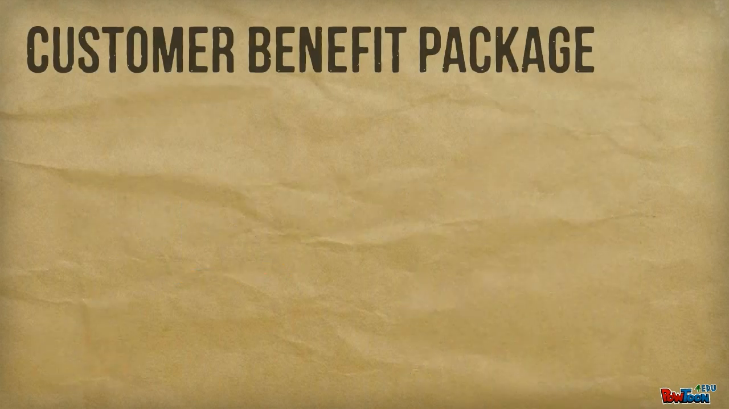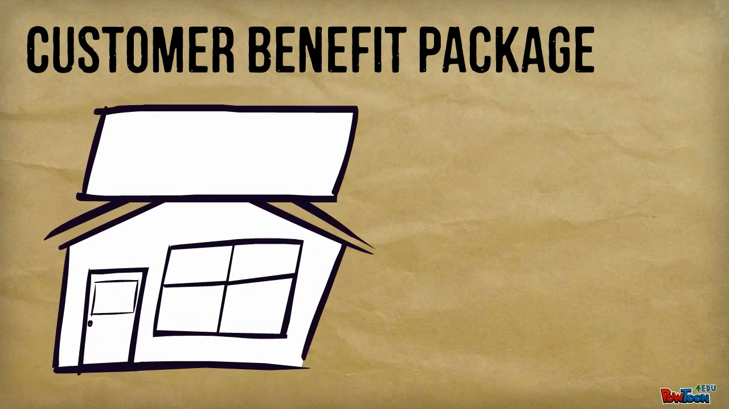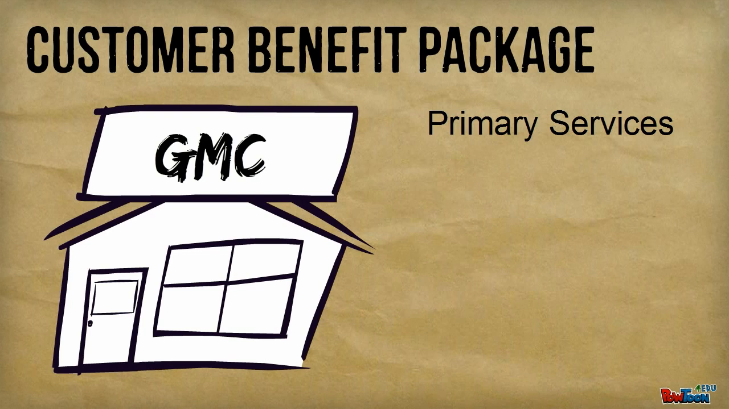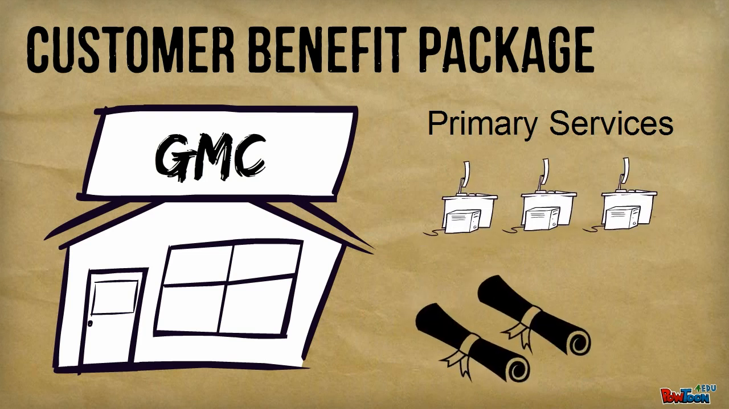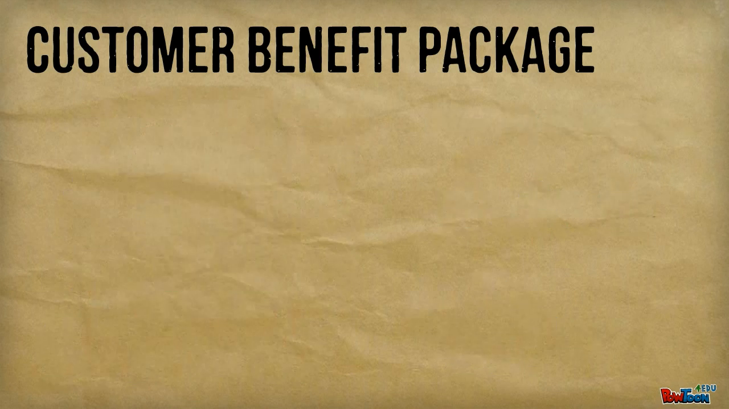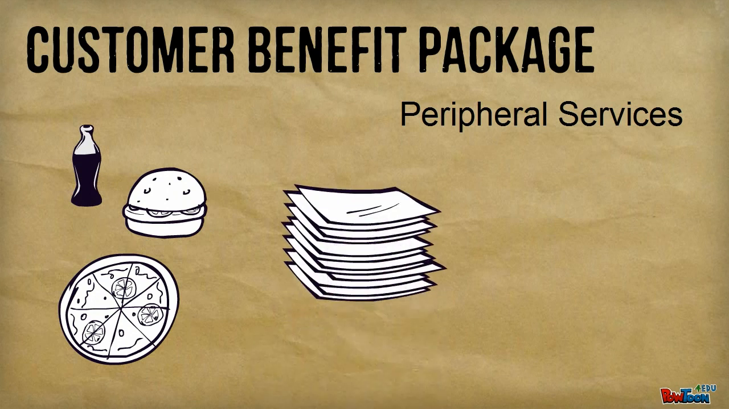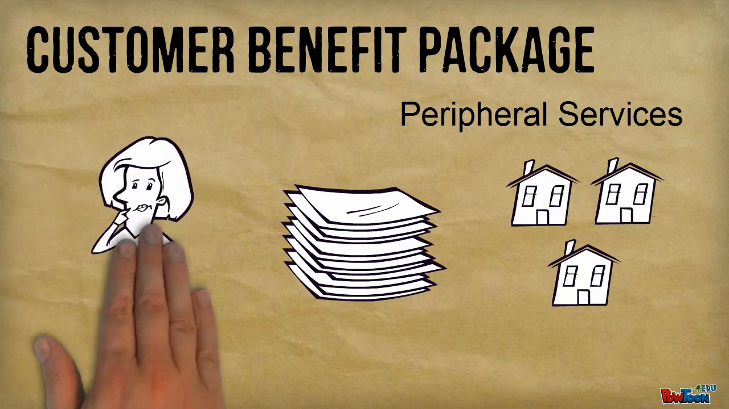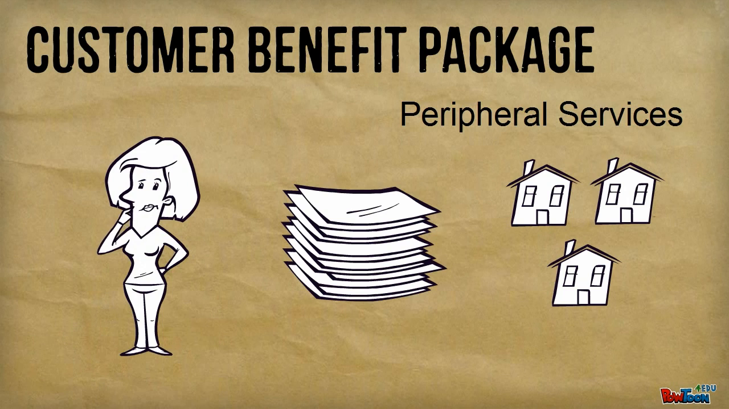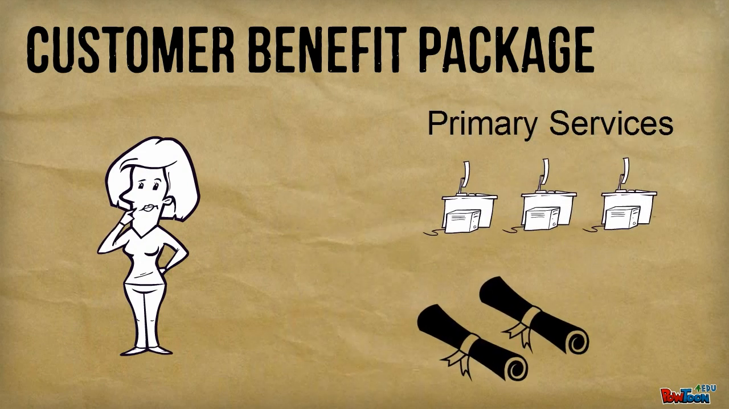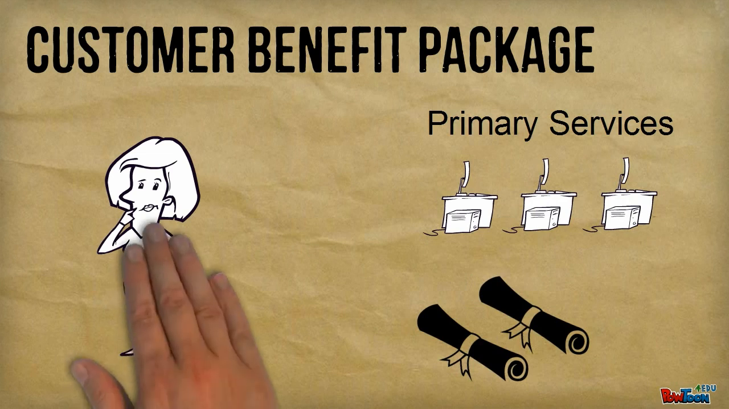Consider the customer benefit package at a college or university like Gwynedd Mercy College. You've got a primary service such as classes and degrees. These are the primary services that a college would offer. Peripheral services are the food services, student services, admissions, housing, advising, etc. These are all peripheral services that are either necessary for or enhance the primary good or service.